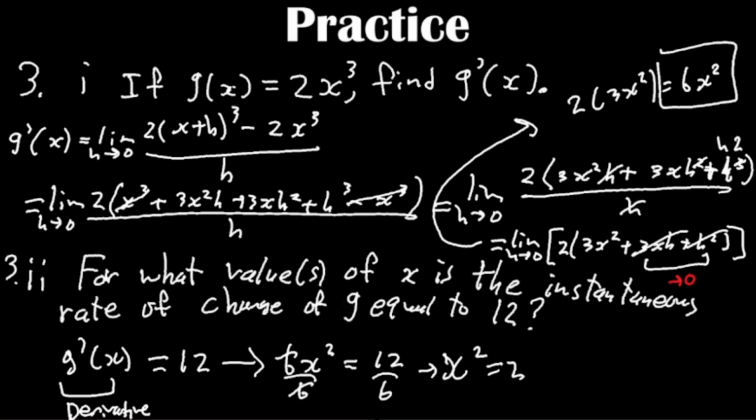So this has two solutions actually. x equals positive square root 2, and the other solution is x equals negative square root 2. So yeah, these are our two solutions.